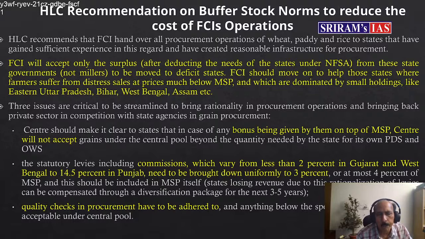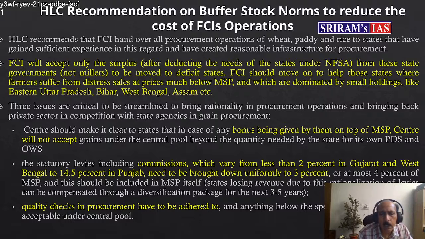This high-level committee recommended that instead of the FCI procuring from farmers directly, some major states be allowed to procure directly from the farmers at the MSP announced by the government. Instead of FCI intervening in the market, let the state governments themselves enter the market and procure from the farmers at the MSP announced by the government. And therefore, the cost may be reduced in this process.